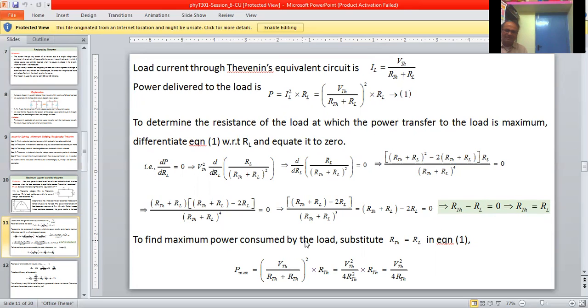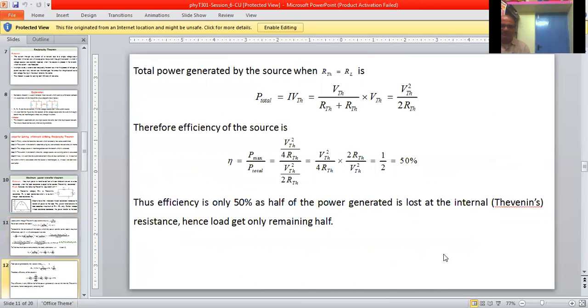To find the maximum power consumed by the load, substitute RTH equal to RL in equation 1. So the maximum power becomes VTH divided by RTH plus RL, where instead of RL you are writing RTH, whole square into RTH. So VTH square, and this RTH plus RTH becomes 2 RTH, and when you square it, it becomes 4 RTH square, multiplied by this RTH, and one RTH gets cancelled. So lastly it is VTH squared divided by 4 RTH. This is the formula to calculate the maximum power transferred to the load.